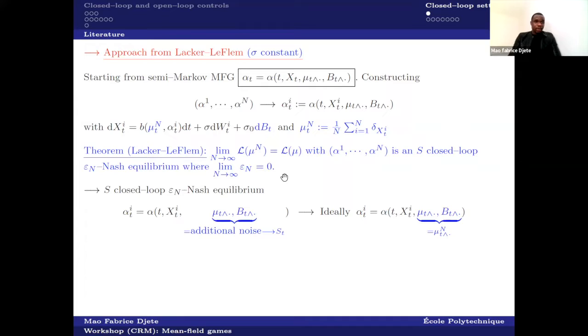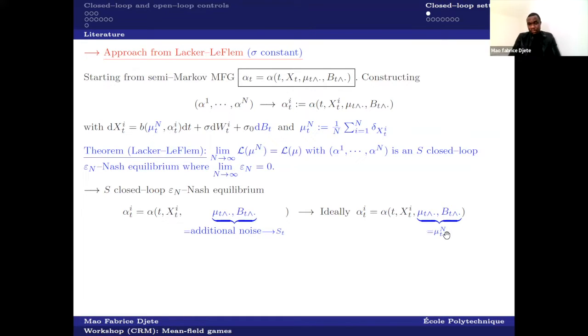And what is an S closed-loop approximate Nash equilibrium? It's the classical notion, but there is an additional noise, which is described by the couple mu and b, and the couple mu and b, they call it S. So to be able to construct an approximate Nash equilibrium, you need to add an additional noise to your problem, to your framework. But of course, naturally, we want to avoid this kind of additional noise.